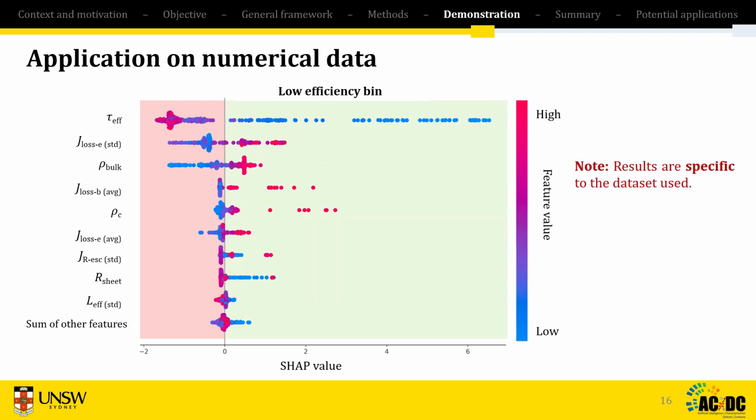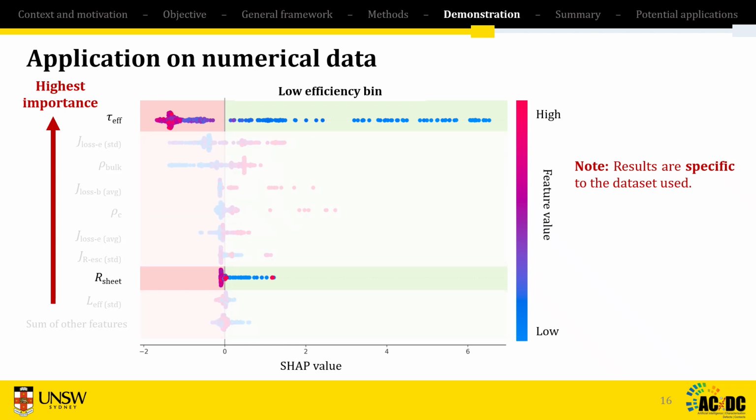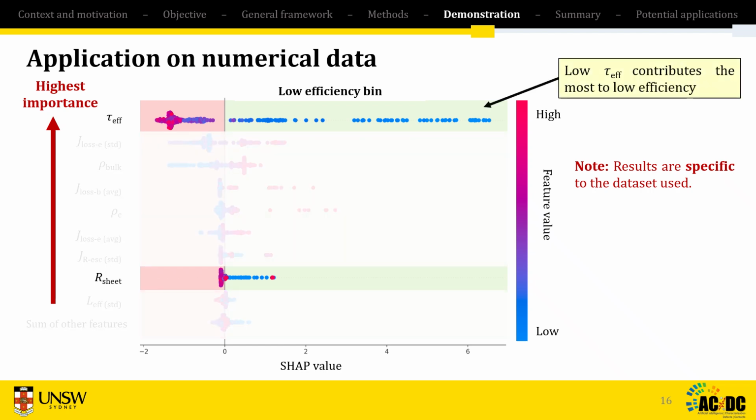SHAP can also rank the features according to their impact. This is the plot with the other parameters in the low efficiency bin in this specific dataset. On the y-axis, you have the features in order of their importance. Lifetime is on top and therefore contributes most to low efficiency. Sheet resistance appears lower and therefore has less impact.